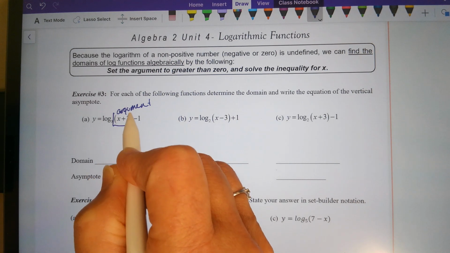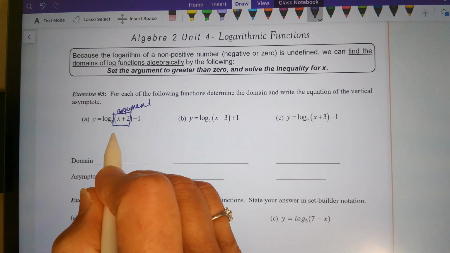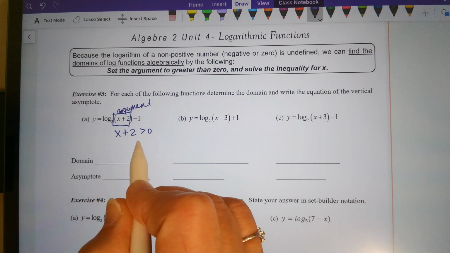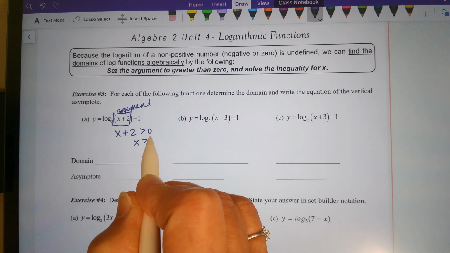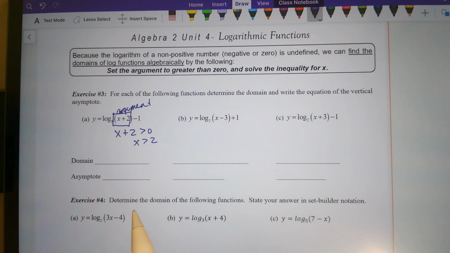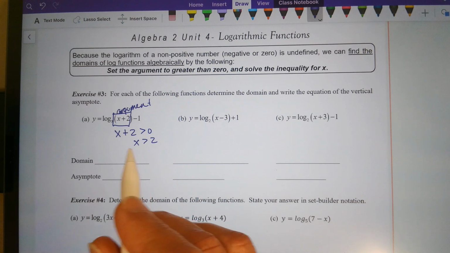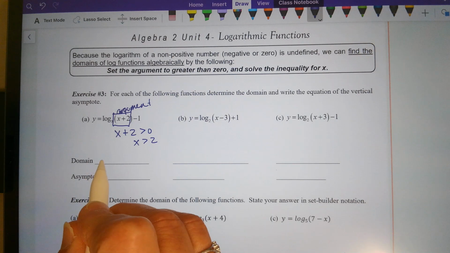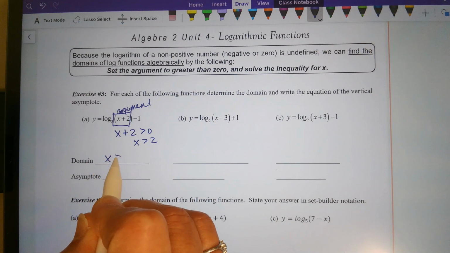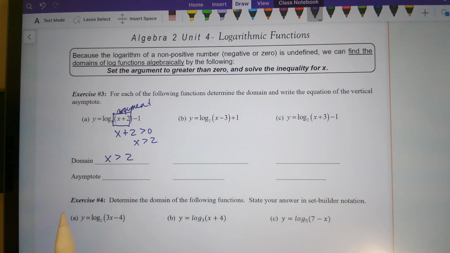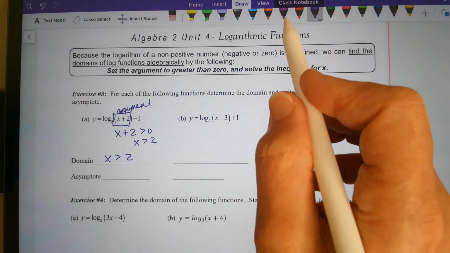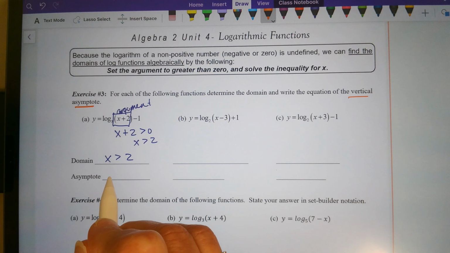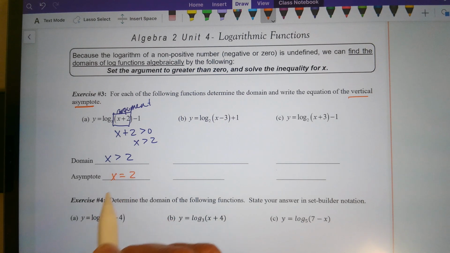So this piece right here must be greater than 0. So we say x plus 2 is greater than 0. Subtract 2, so x is greater than 2. Our domain, it's all x greater than 2. So our vertical asymptote would be x equal to 2.